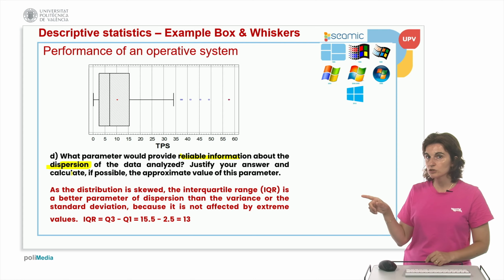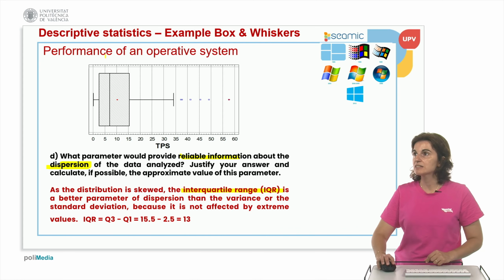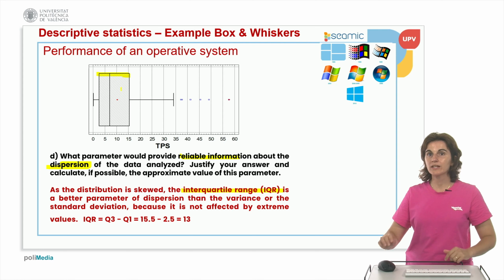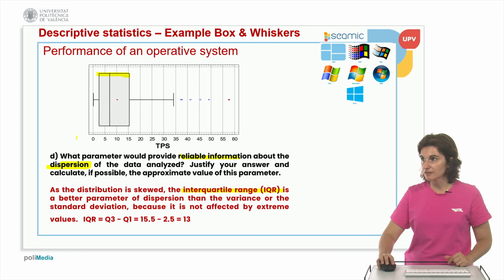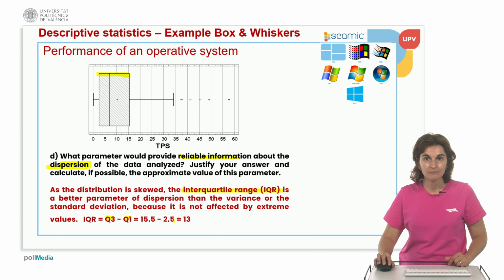So the response to this question would be, of course, the interquartile range, and you know that the interquartile range is the width of the box, and it's the range of data that includes the central 50% of data. And we can obtain this width of the box as the difference between third quartile and first quartile. So in this case, as we have accurate values, it would be 15.5 minus 7.5, so 8 more or less.